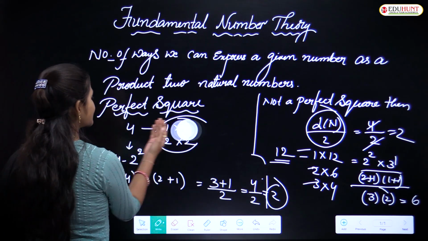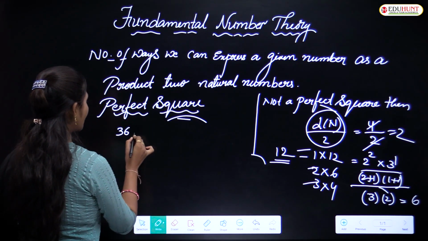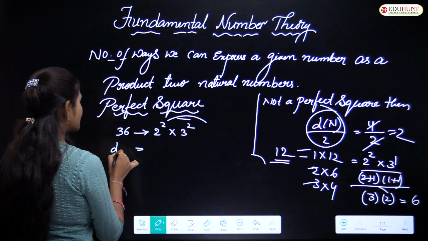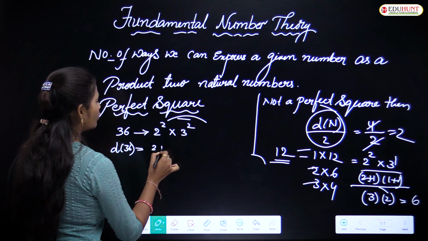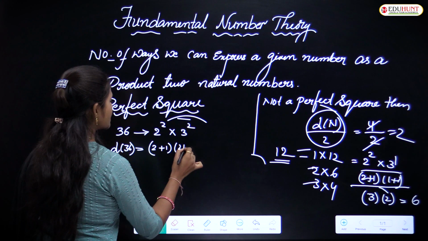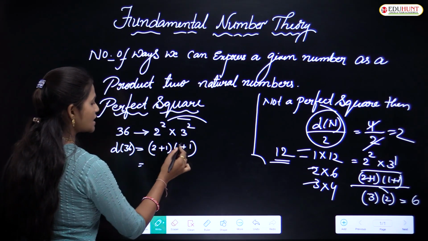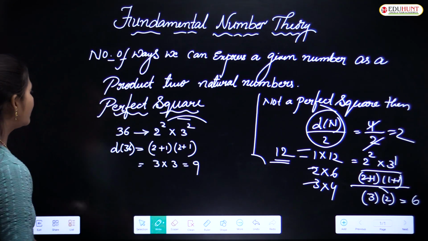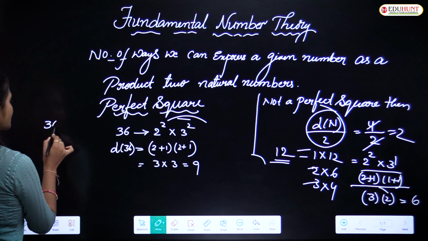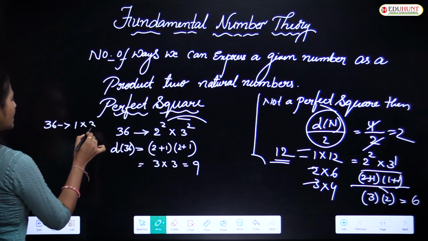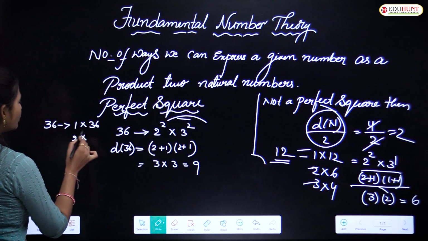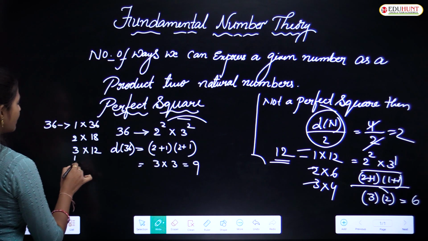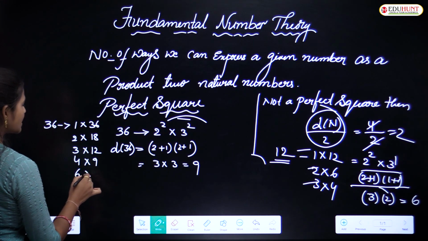Let us see for 36. How can we express 36? 2 square into 3 square. So the number of divisors of 36 is 2 plus 1 into 2 plus 1, which is 3 into 3, that is 9 factors in all. Now how can we express 36? 1 into 36. Next 2 into 18. Next 3 into 12. Next 4 into 9. Next 6 into 6.